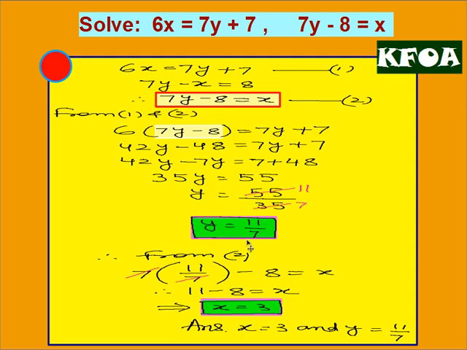Now, so y is equal to 11 upon 7. From equation 2, 7 into 11 upon 7, the 7 gets cancelled. So 11 minus 8 is x, and x is equal to 3.